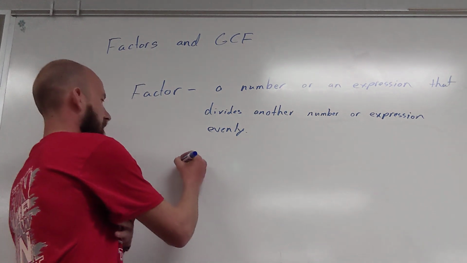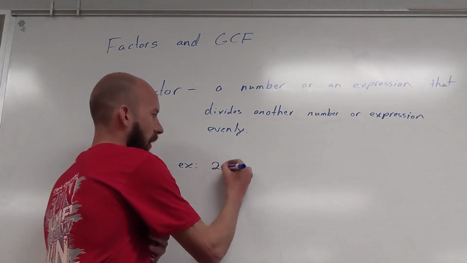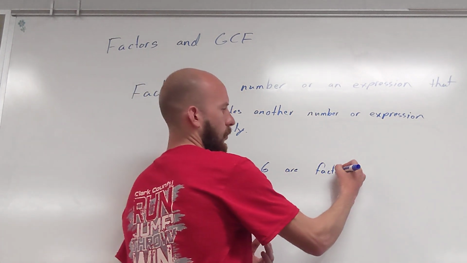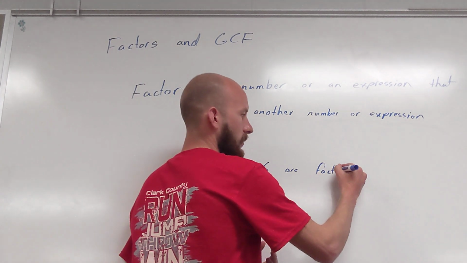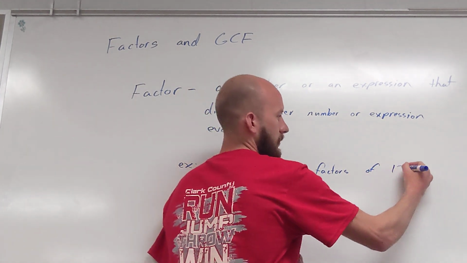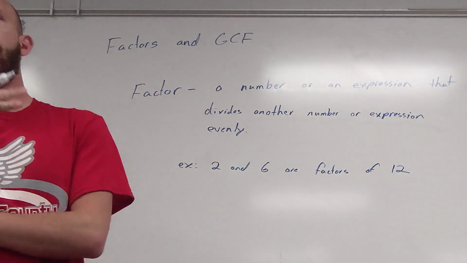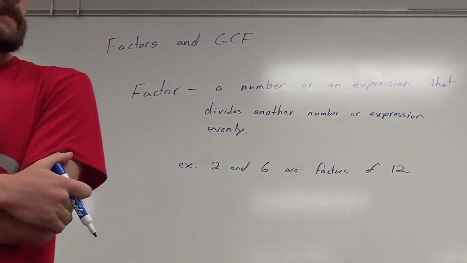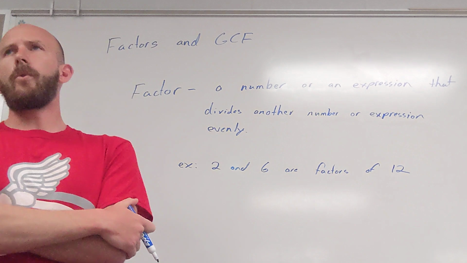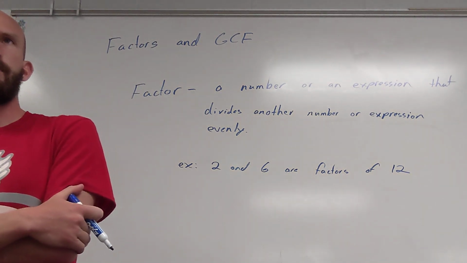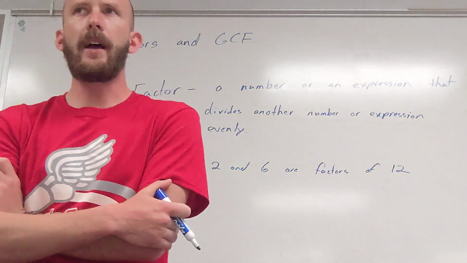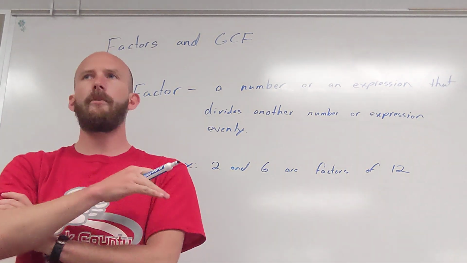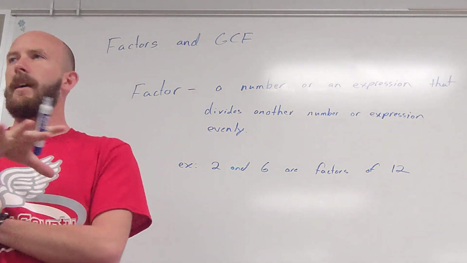So just to do a couple examples of that, 2 and 6 would both be factors of 12 because they divide evenly. Now those aren't the only factors. There's going to be multiple factors of 12. But would 5 be a factor of 12? No, it does not divide it evenly. Okay, that's with just basic numbers, and you guys should be good with that. You guys have talked about factors before. That should be pretty straightforward.